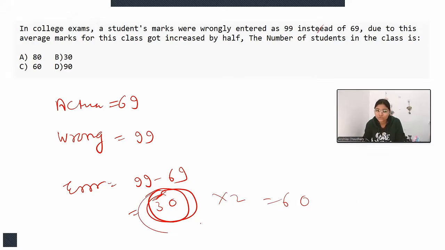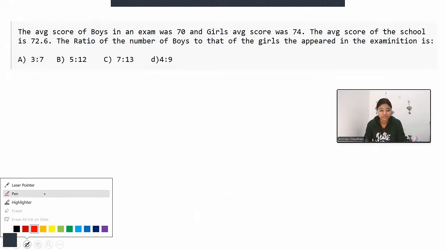That means the total incrementation was 30 marks, right? So that's why 60 will be the answer. I hope it is clear to you. Let's move on to the next question.